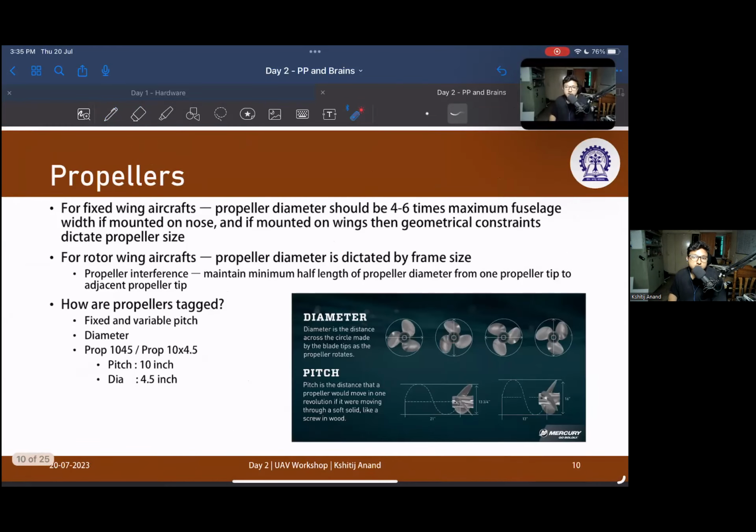So moving on, finally we come down to propellers. For fixed wing aircraft, the propellers. First of all, I told you that propellers spin and they are going to generate thrust. How do they do that? For that, you need to know blade element theory, momentum theory, and then finally blade element momentum theory. Now, what kind of propellers do we practically use on fixed wing and rotor wing aircraft?